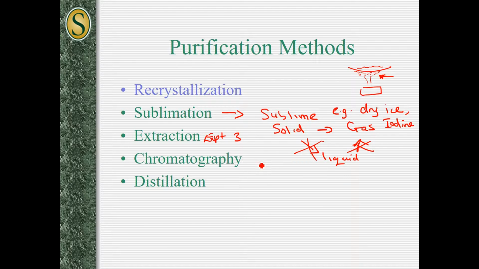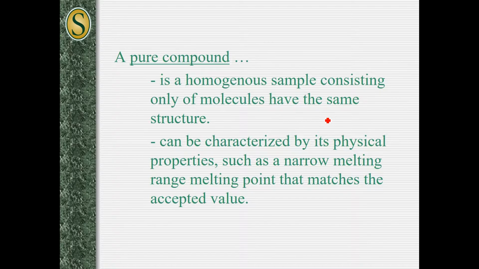Chromatography is done in another class, but it's one way of separating organic compounds. And then distillation, I think we're going to do distillation in experiments 4 and 5. We're going to separate two volatile liquids by distillation based on boiling point. Today we're doing recrystallization, purifying benzoic acid to make it pure.